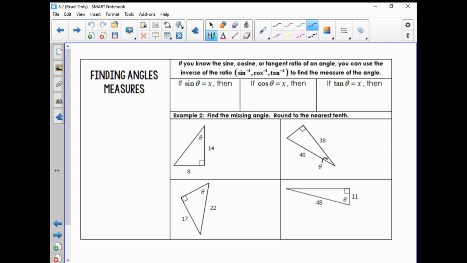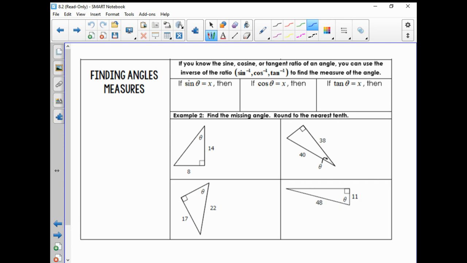Hi, welcome back. We're looking at example 2 now in our unit 8, right triangle trigonometry lesson number 2. We are going to be dealing with finding angles. We're going to be finding missing angles. So last example, we knew the angle and we were asked to find a missing side. This time, we're going to actually know two sides of a right triangle, and they want us to find one of the angles, not the right angle, one of the other angles.